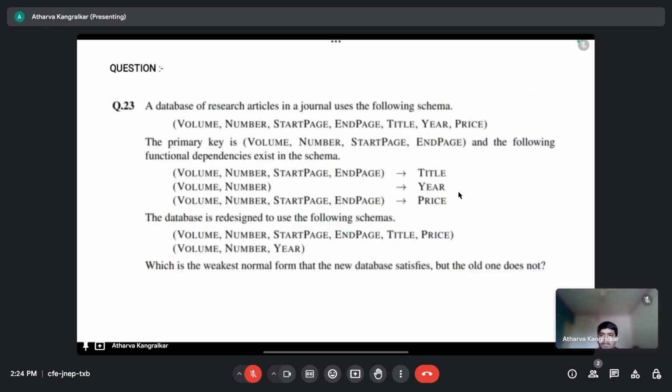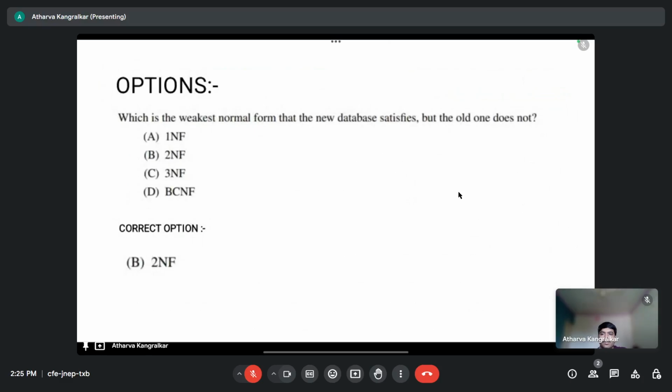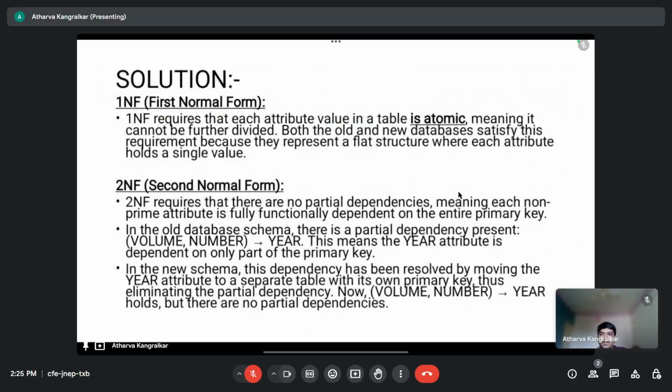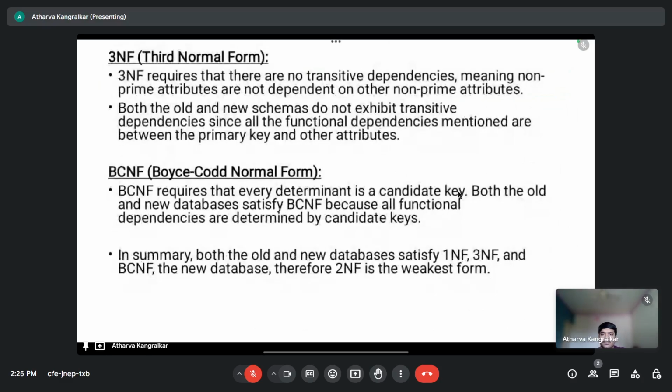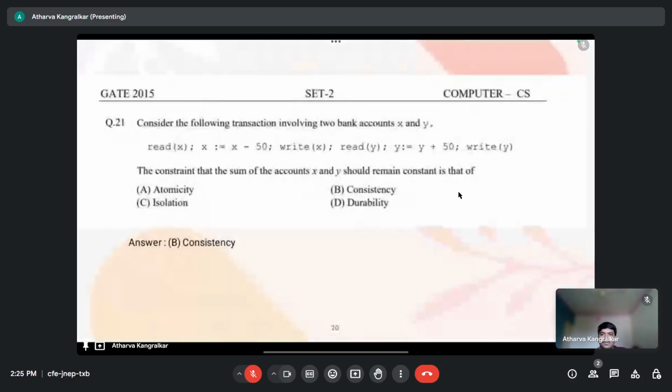So the next question is given as question 23, and these are the following options. So the correct option will be 2NF. So this is the explanation. So consider the transaction between banks X and Y, and the transactions are given as on the presentation. So the correct option will be option B, that is consistency.